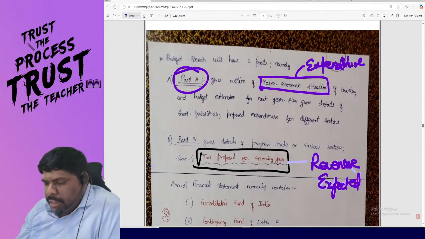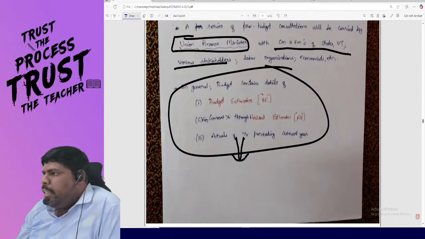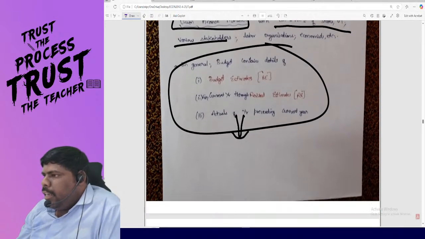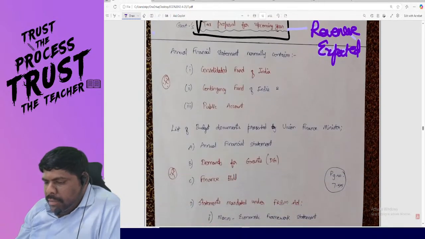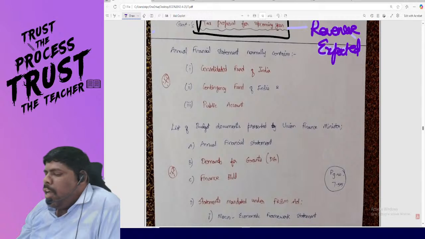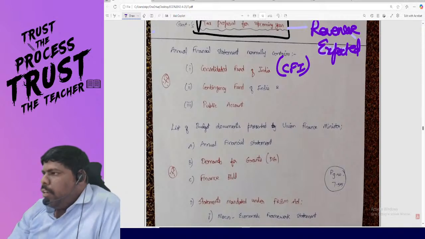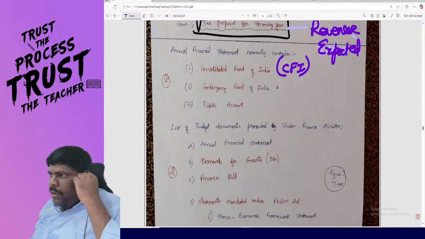Now listen, what does the term budget have? It is having three major areas: budget estimate, current year and actuals. But from your exam viewpoint, the annual financial statement will normally have three major areas. We used to call it CFI, Consolidated Fund of India, Contingent Fund of India and Public Account.